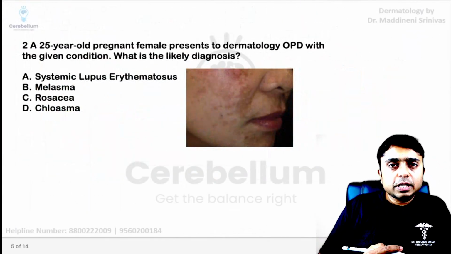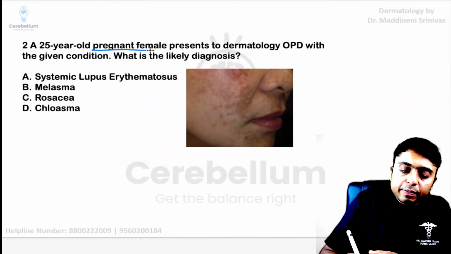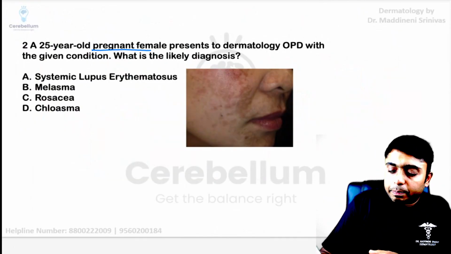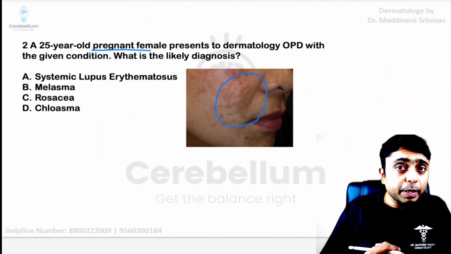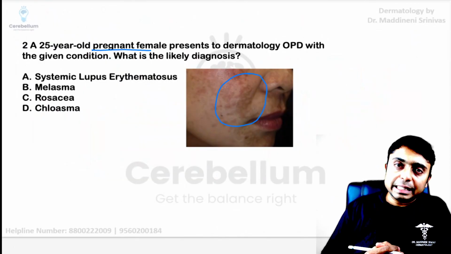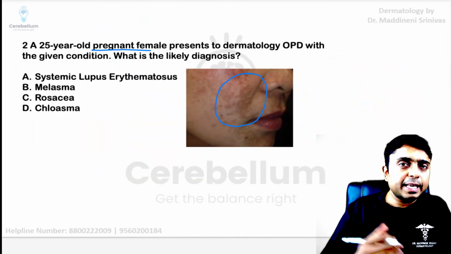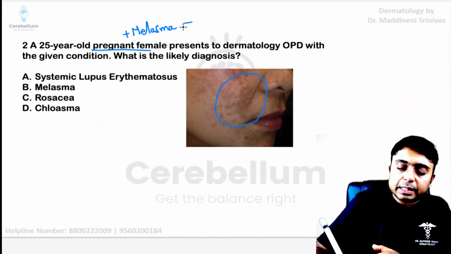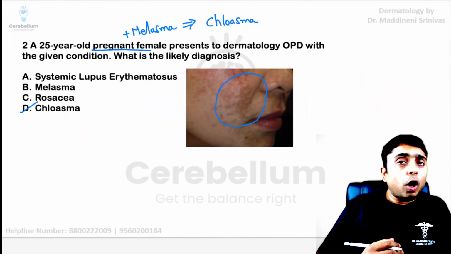So this is the next question. A 25-year-old pregnant female presents to the dermatology OPD with the given condition, and in the picture you are able to see hyperpigmented, mainly brownish pigmented patches present over the cheek. And whenever you see this kind of a lesion, always think about melasma. But in a pregnant woman, if melasma is seen, it is called chloasma. So the answer here is option number D.